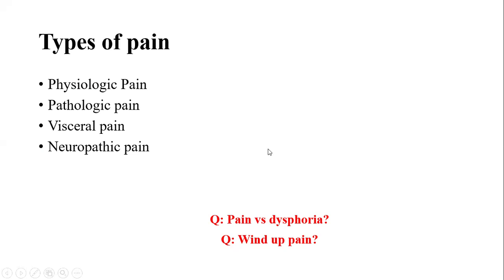So these are some of the types. Then I have put some questions for you. You have to find out the difference between pain and dysphoria. These two phenomena are very similar to each other, but there is still a difference between them. You have to find it out. Then there is a phenomenon known as the wind up phenomenon or wind up pain. You have to find out what the wind up phenomenon is.